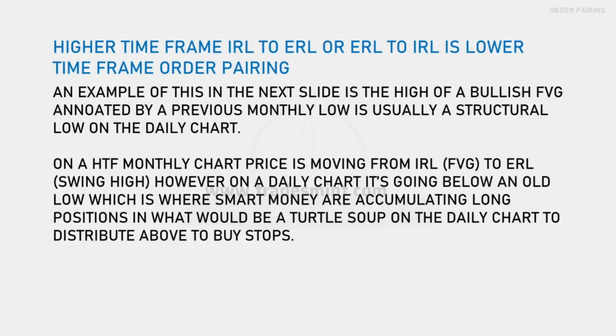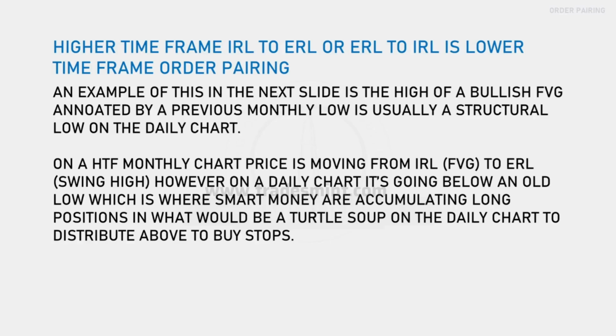Higher time frame internal range to external range, or external range to internal range, is lower time frame order pairing. So an example of this is in the next slide, is the high of a bullish fair value gap annotated by a previous monthly low is usually a structural low on the daily chart.